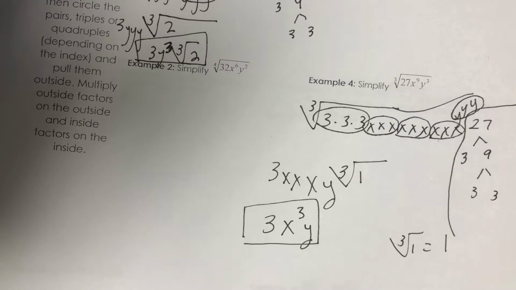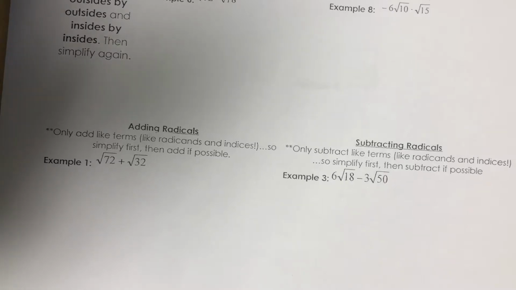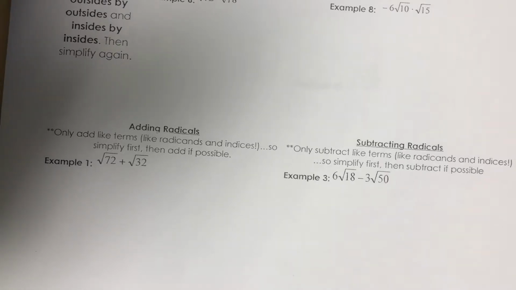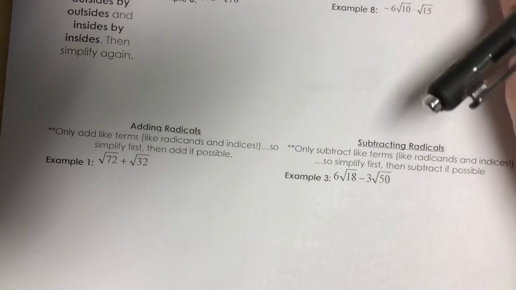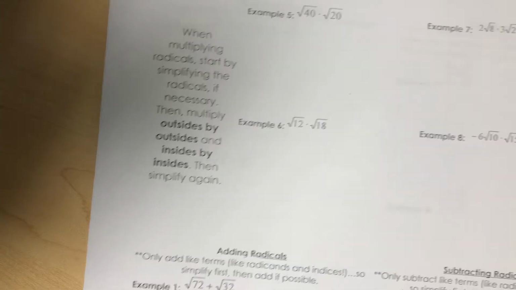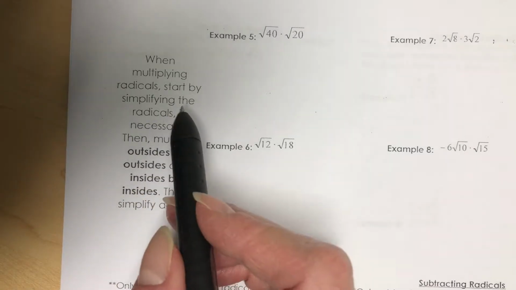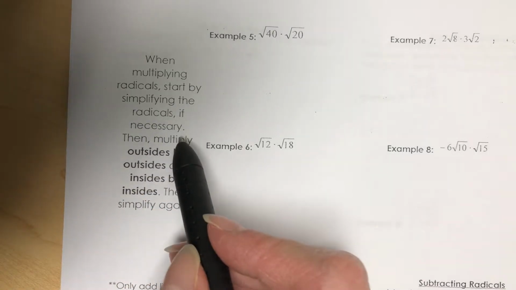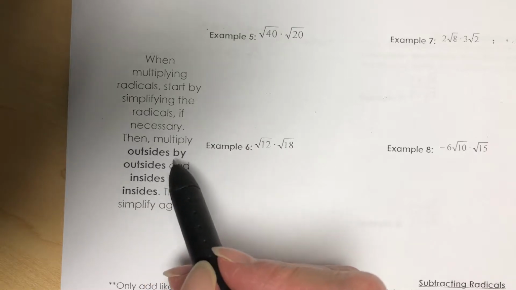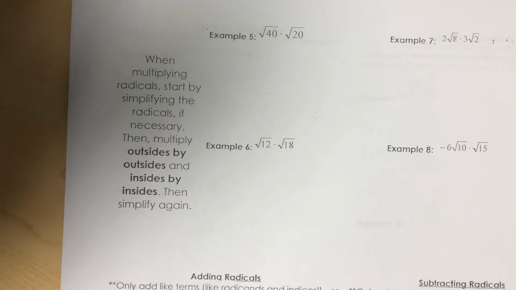Okay, let's move on to the next page. Let's do example, that was example 4. Let's do 6 and 8 here. Okay, so we've got some more directions to look at. When multiplying radicals, start by simplifying the radicals, if necessary. Then multiply outside by outside and inside by inside, and then simplify again.